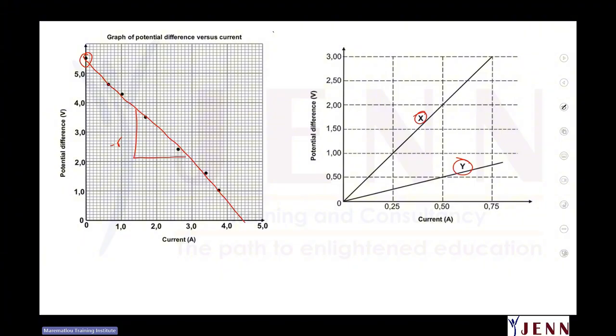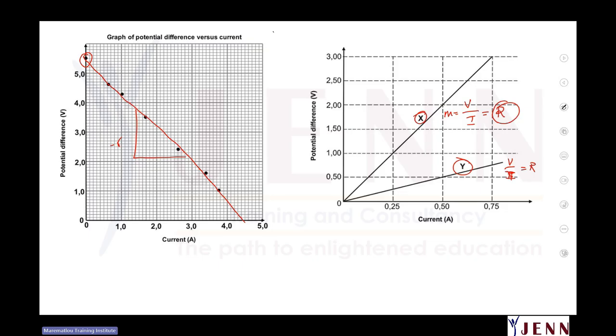If we were to calculate the gradient of x, you will see that the gradient of x will be the change in y over the change in x. What is on my y is potential difference. What is on my x is current. So that means the gradient for this function is actually resistance. The same thing there, we are looking for resistance. So we are comparing resistance of two resistors. And because of that, the one with the greatest gradient will obviously have the highest resistance, and the one that has the lowest gradient will obviously have the lowest resistance.